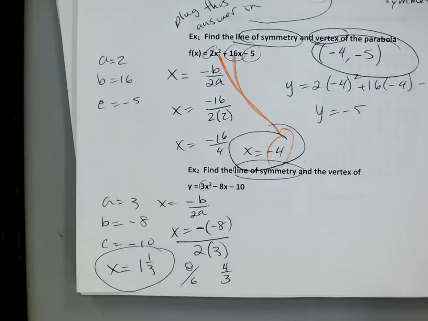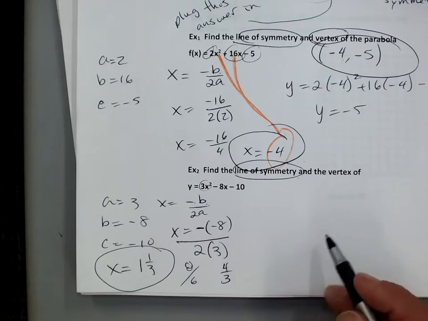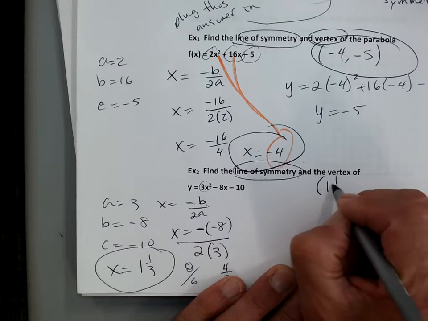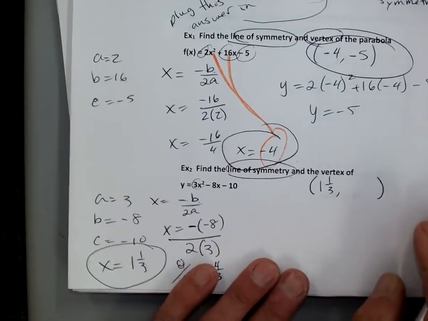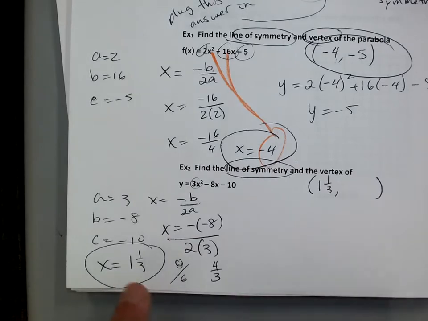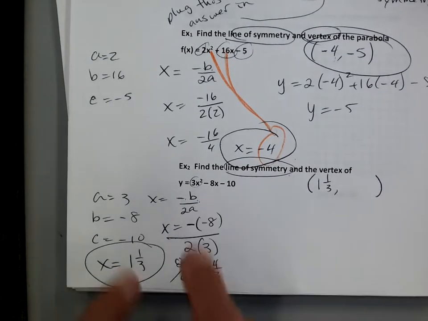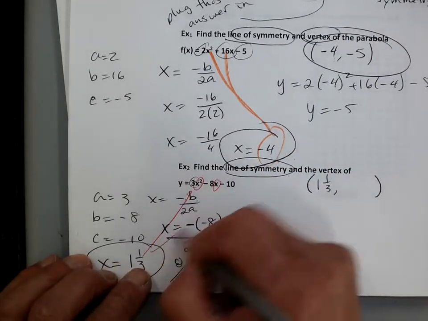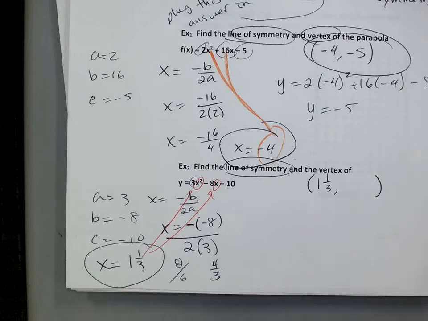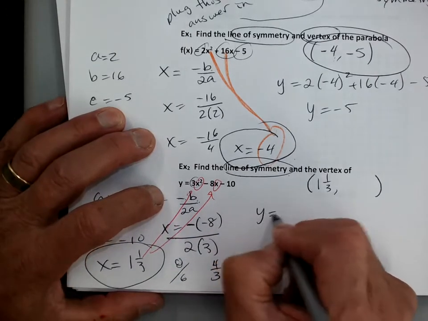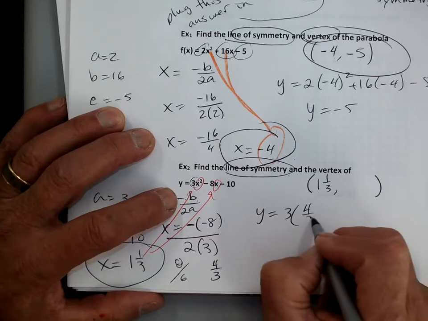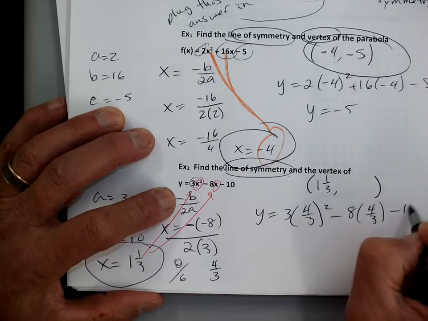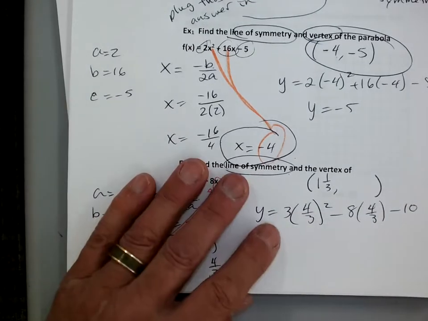I know that if I were to graph it, it's got to go through that point. Okay. Now the next thing I'm going to do is find the vertex. So the vertex is going to be 1 1/3, something, because it's a point. Well, I'm going to take my 4/3, my 1 1/3, and just plug it in for each x value. Okay, I'll probably use my calculator to make it easier for me. So I'm going to go y equals 3 times my 4/3 squared minus my 8 times my 4/3 minus 10, right? Use your calculator.